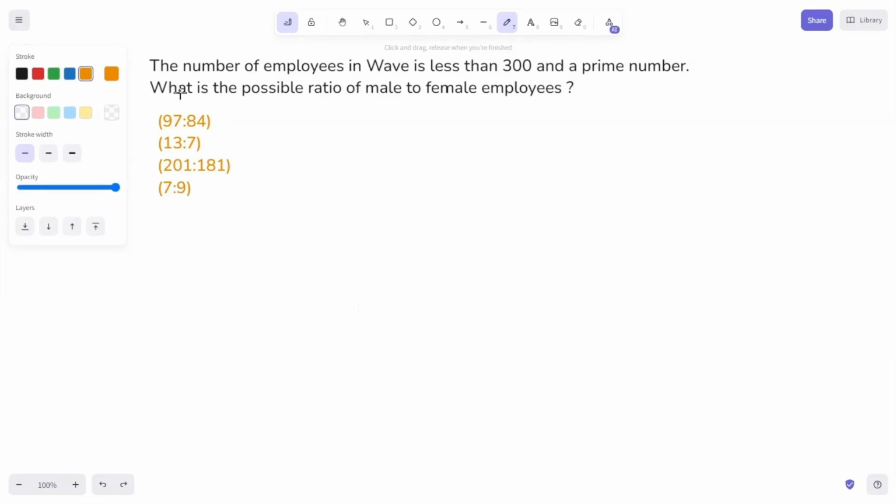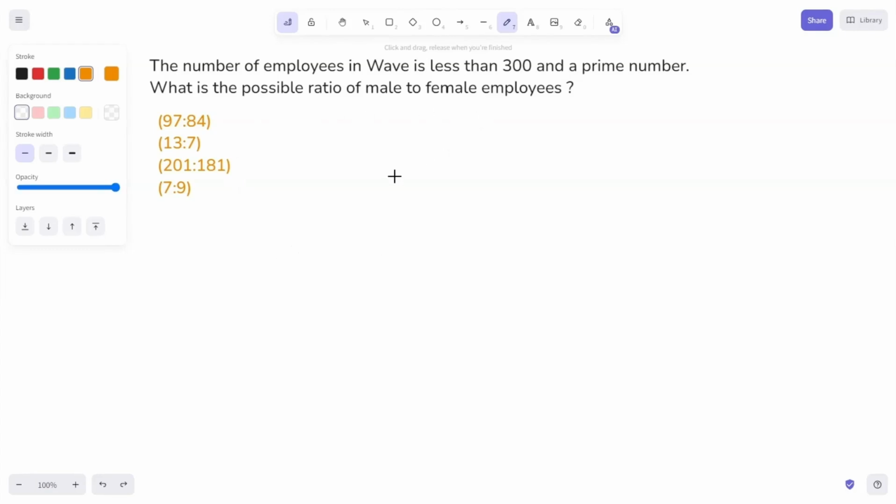So as you can see, this is our question. The number of employees in Wave is less than 300 and a prime number. What is the possible ratio of male to female employees? So it is basically saying that there is a company named Wave, and that company has fewer than 300 employees, and the number is a prime number. So what is the possible ratio of male and female employees?